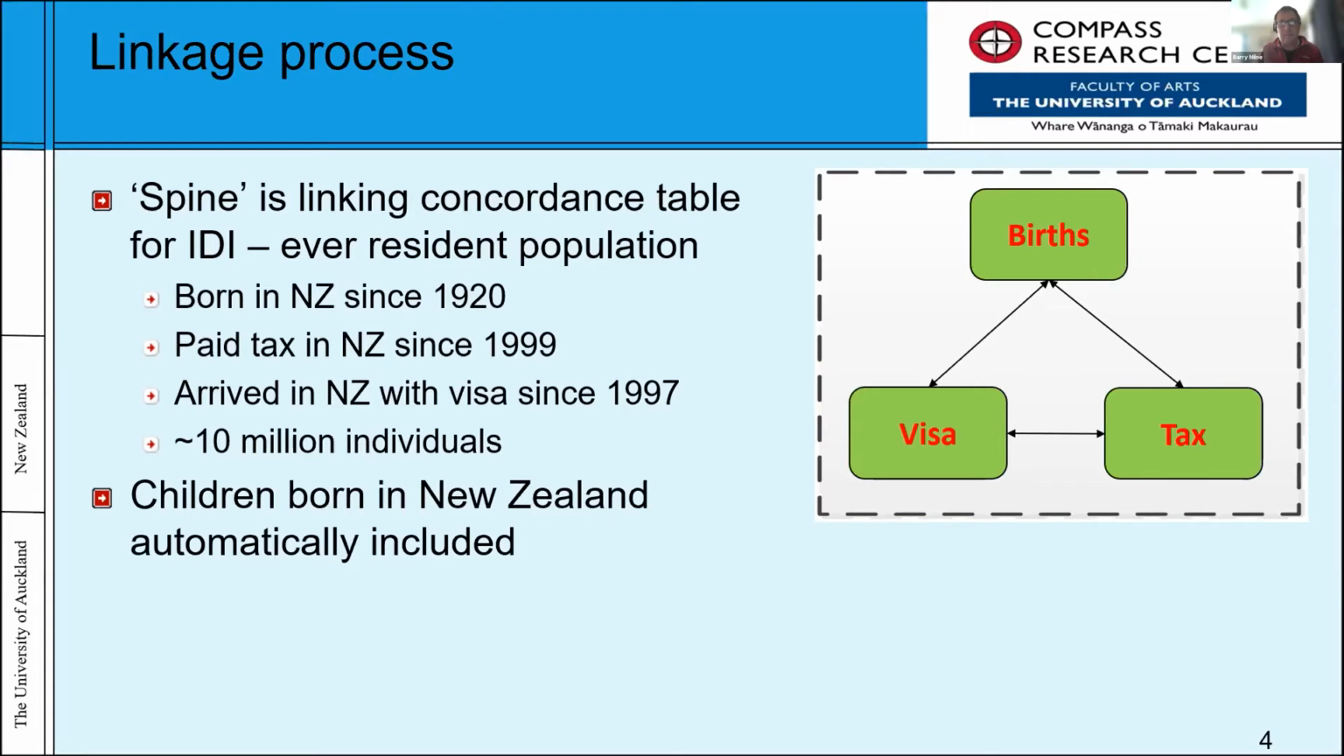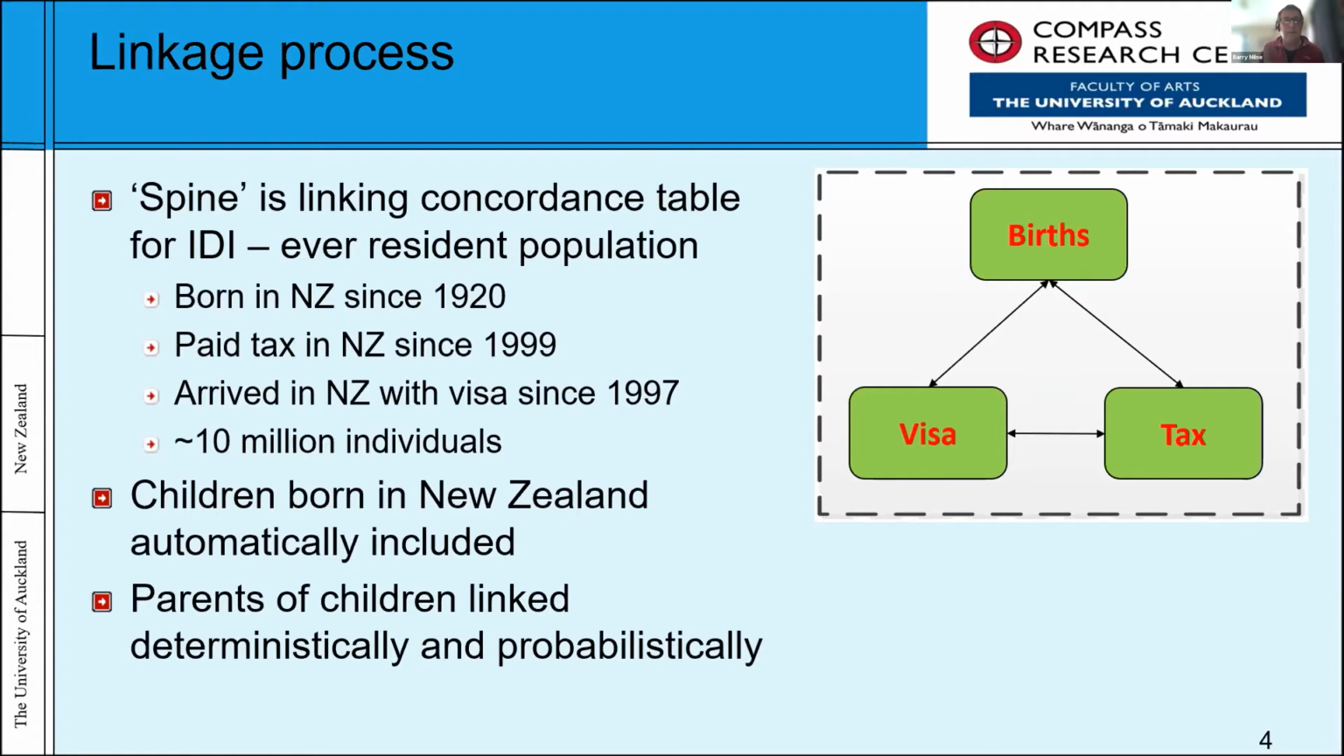Because of that concordant spine, children born in New Zealand are automatically included. So we've got the first part of getting the multigenerational linkage. Parents of children who are named on the birth records are linked both deterministically and probabilistically.